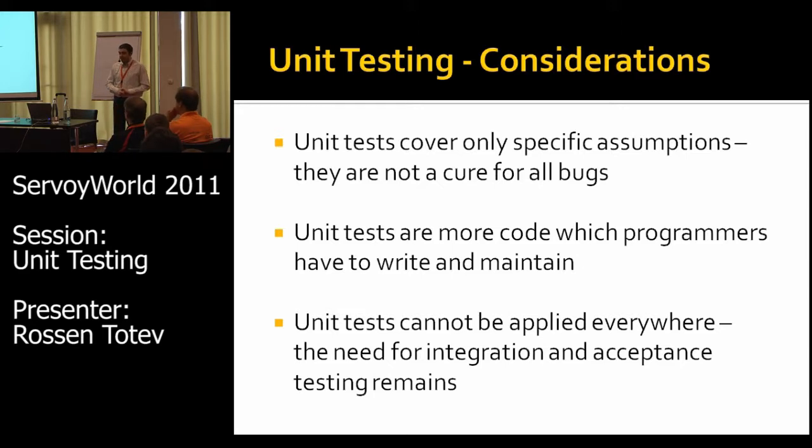And as I mentioned, unit tests cannot be applied everywhere, and they don't replace the need for the integration and acceptance testing. There are certain areas of every application that are very hard to unit test. For example, UI. Or when multiple systems have to work together in order to produce the end result. Things like this cannot be covered by unit tests. So unit tests are just one more tool in the tool belt of the software companies that help them improve the code of the product that they're developing.